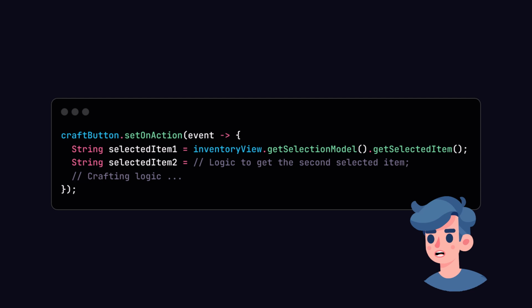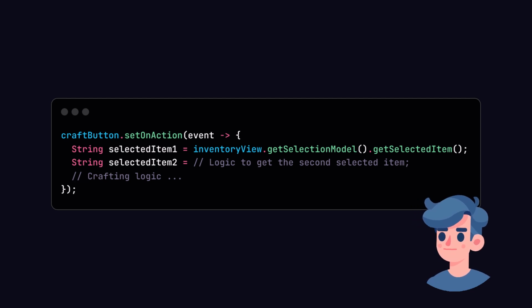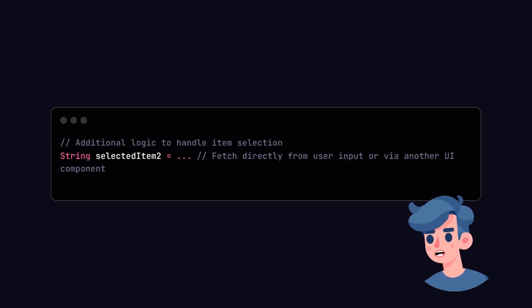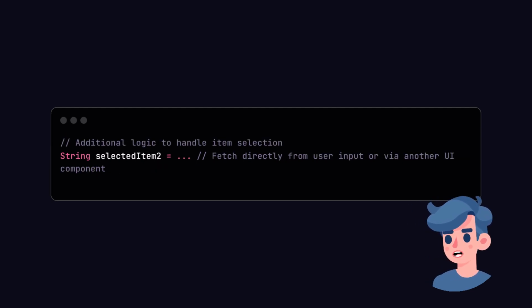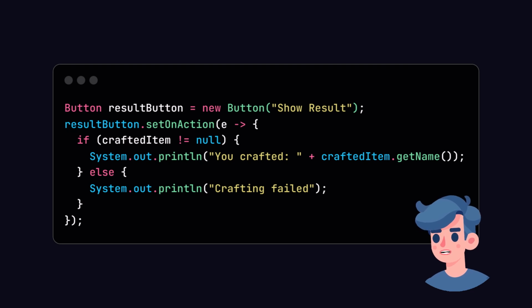When the user selects items and clicks the craft button, we need to handle that action. We can implement an event handler for the button. This action will react whenever the user clicks the button, allowing us to obtain the selected items and attempt to craft a new item based on these selections. However, we also need to ensure any user can only select items from the inventory list, so we need to implement that functionality.